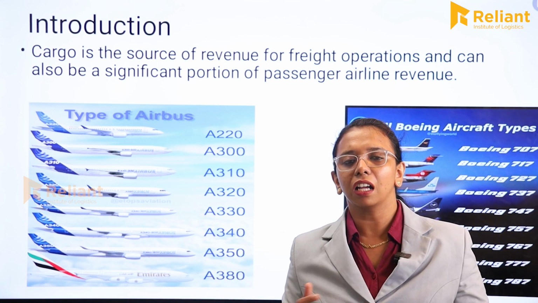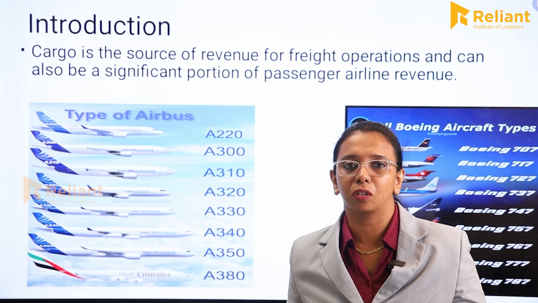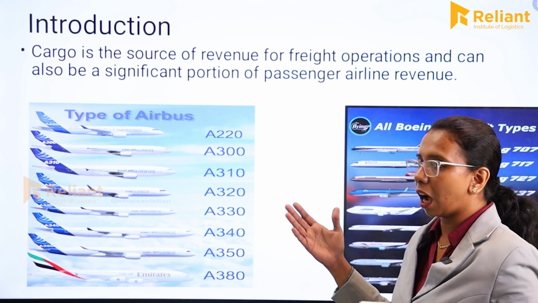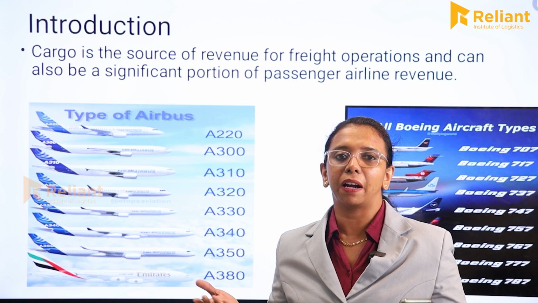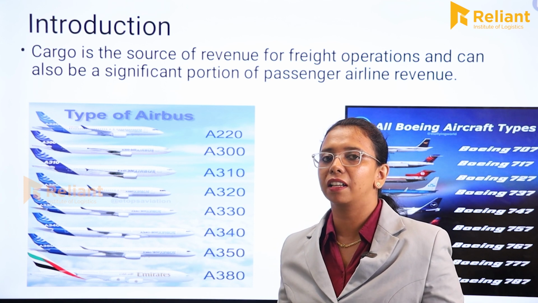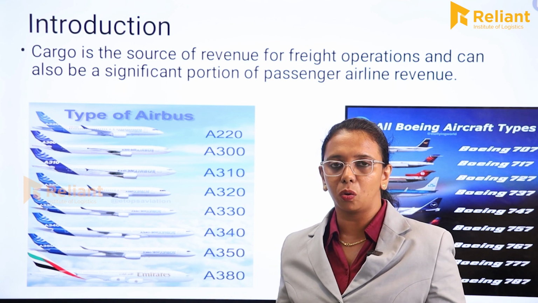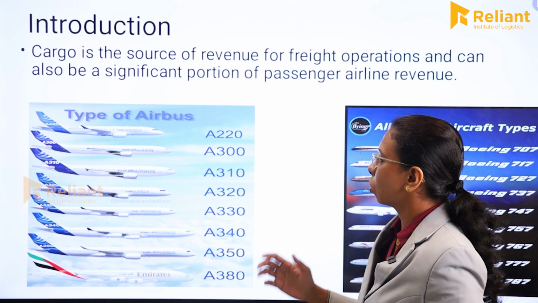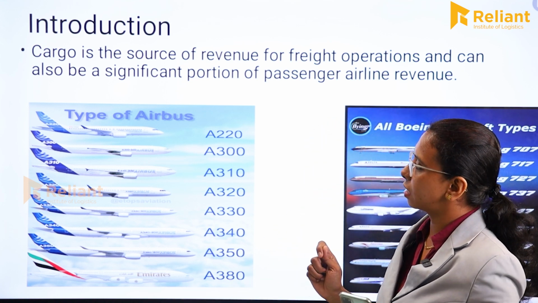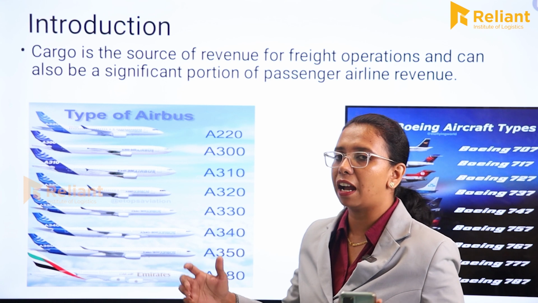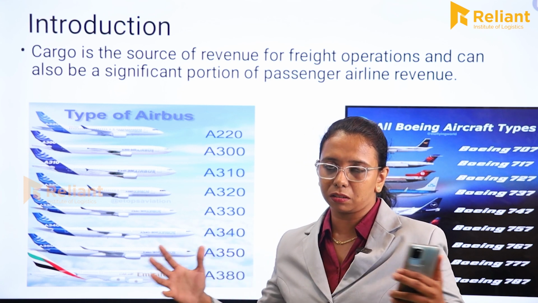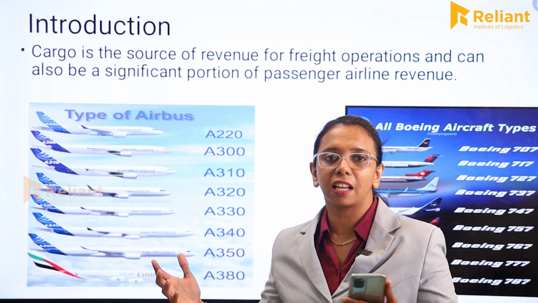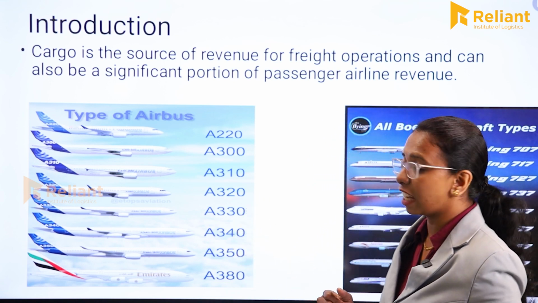You know that cargo is mostly carried in the belly part of the aircraft. So here the upper deck is occupied by the passenger seats and the belly part is occupied by the cargo and the passenger baggage. Different aircraft are configured in different manners, and different spaces are there for carrying air cargo in each aircraft.